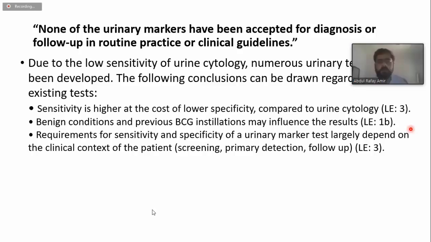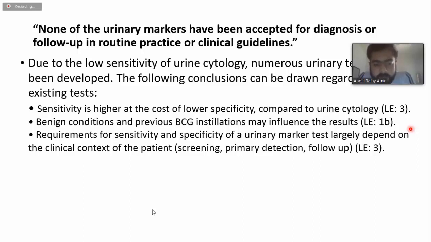So none of the urinary markers have been accepted for diagnosis and follow-up in routine practice or clinical guidelines. They were developed due to the low sensitivity of urine cytology. The following conclusions can be drawn from various studies: their sensitivity is higher at a cost of lower specificity as compared to urine cytology. Benign conditions and previous BCG instillation may influence the result of a urinary marker.